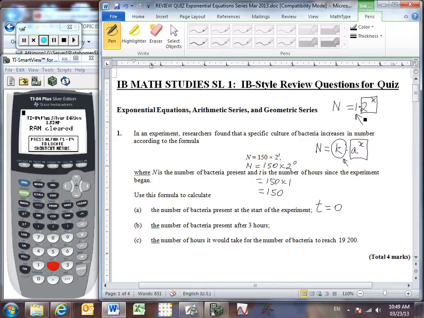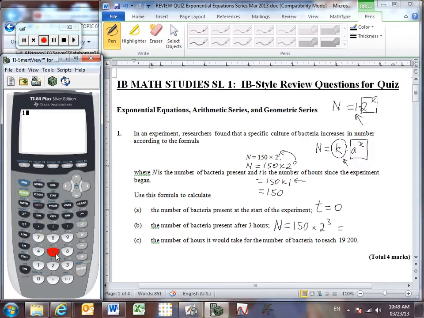And if that confuses you a little bit, just remember that at the start, or the initial time, that means that t is equal to 0 and you can substitute it in. Anything to the power of 0 is 1. Alright, so that's the answer to part A, 150. Part B, the number of bacteria present after 3 hours, and so n is now going to equal 150 times 2 to the power of 3. Let's do this on the calculator. So 150 times 2 to the power of 3 gives us 1,200 bacteria after 3 hours.